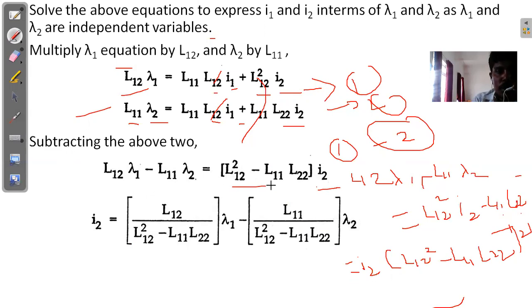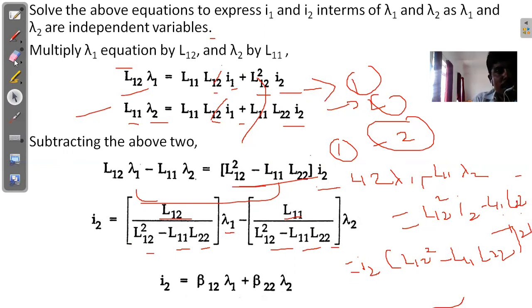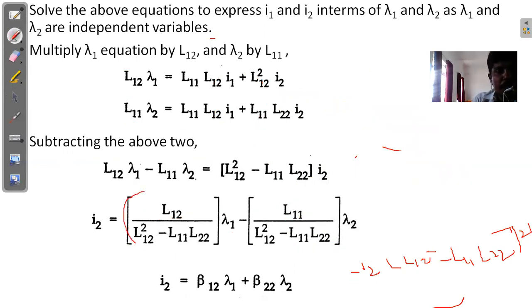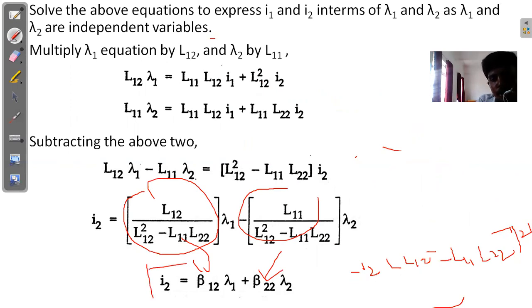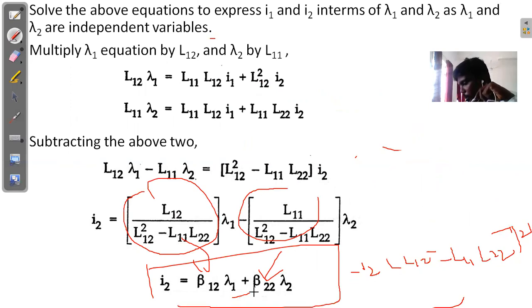So from this we get I2 equal to, you bring the term to the left hand side, we get L12 divided by L12 square minus L11 into L22 into lambda 1, minus L11 divided by L12 square minus L11 into L22 into lambda 2. Similarly, find out for I1 also. Here the coefficient for lambda 1 is beta 12 and the coefficient for lambda 2 is beta 22. So finally we write I2 equal to beta 12 into lambda 1 plus beta 22 into lambda 2.